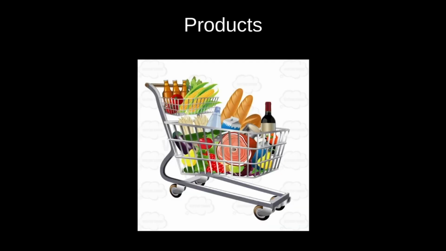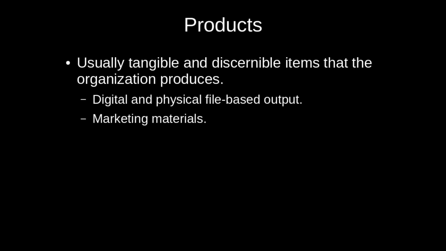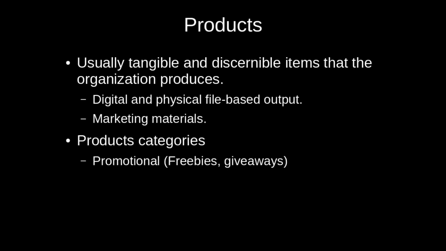You can think of products as things you might stick into a shopping cart. These are going to be tangible, discernible items, physical goods that an organization produces. Now, oddly enough, these physical goods can actually be digital physical goods, like digital file-based outputs, marketing materials, and things like that. Now, products can fall into a few different categories. I'm sure we've all received promotional products, which exist to help bring awareness about a new company or new feature. They're usually logo and branded.